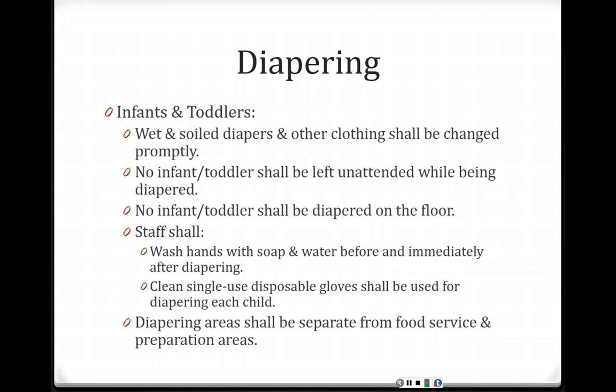No infant or toddler shall be diapered on the floor. This may be something that you do in your family, but it is not something that we do when we're in a child care center.